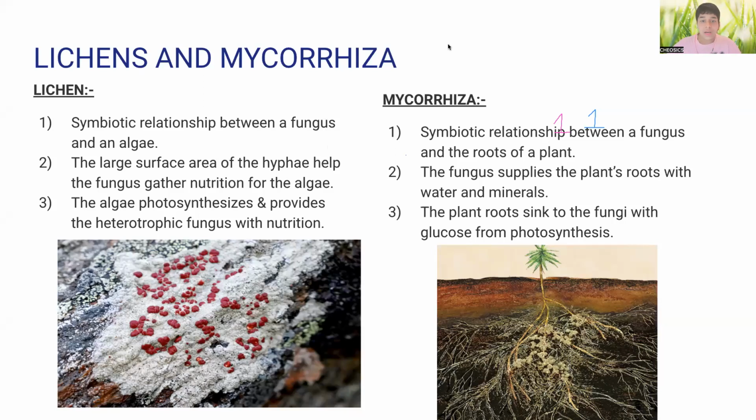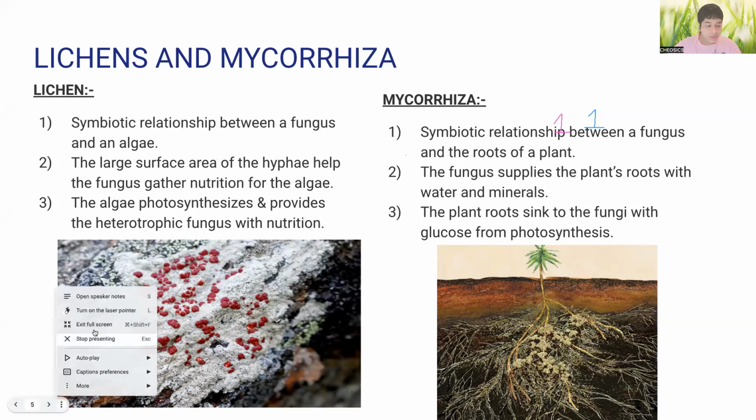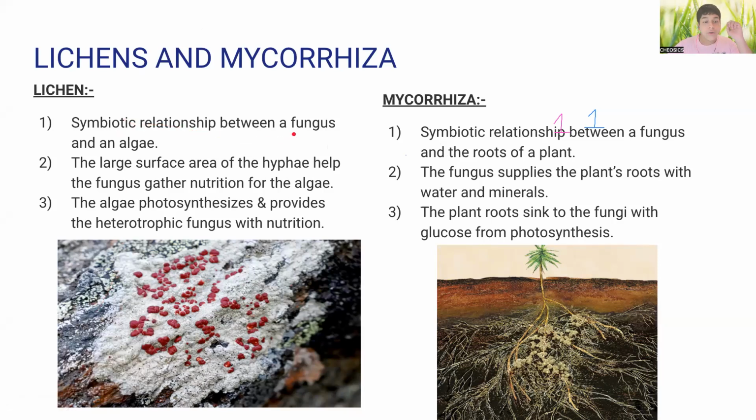A lichen is a symbiotic relationship between fungus and algae. So here is a lichen. It's a symbiotic relationship between a fungus and an algae. The large surface area of the hyphae on the fungus, it can be either septate or aseptate, helps gather nutrition for the algae.